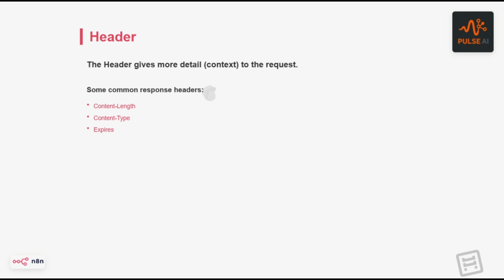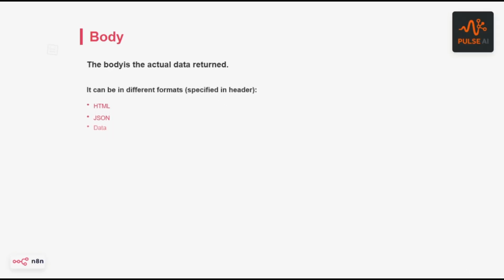Finally, sometimes we're going to have a body. The body is the actual data being returned. It can be in many different formats. It can be HTML if we browse the web. It can be JSON, or it can be any other forms of data, for example, binary data.